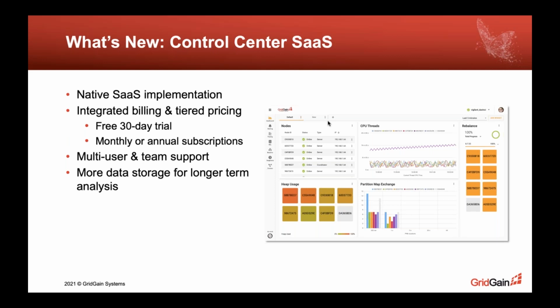So you can simply go to control.gridgain.com, sign up for a 30-day trial, try it out. You have unlimited usage during that 30-day trial. And then after that, we have a flexible subscription model where you can do either monthly or annual billing. And the subscription is based on essentially the number of nodes that you need to store data from. And it can work with multiple users, it can work with teams. And so we'll get into that in a moment.